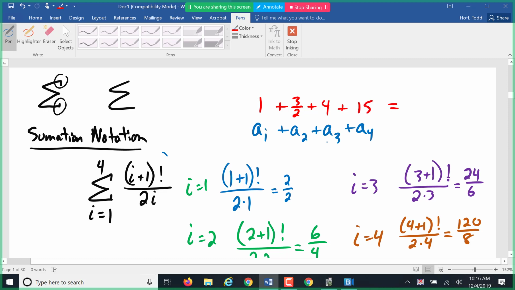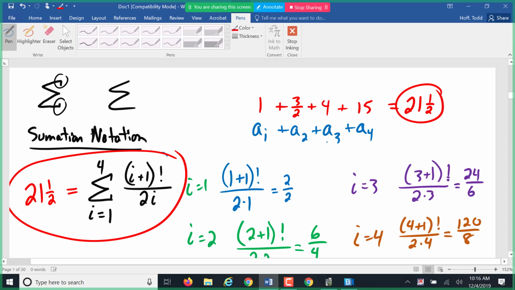So if I add those up, 1 plus 3 halves plus 4 plus 15, I get 21 and a half. So 21 and a half is equal to the summation from i equals 1 to 4 of (i plus 1) factorial over 2i.